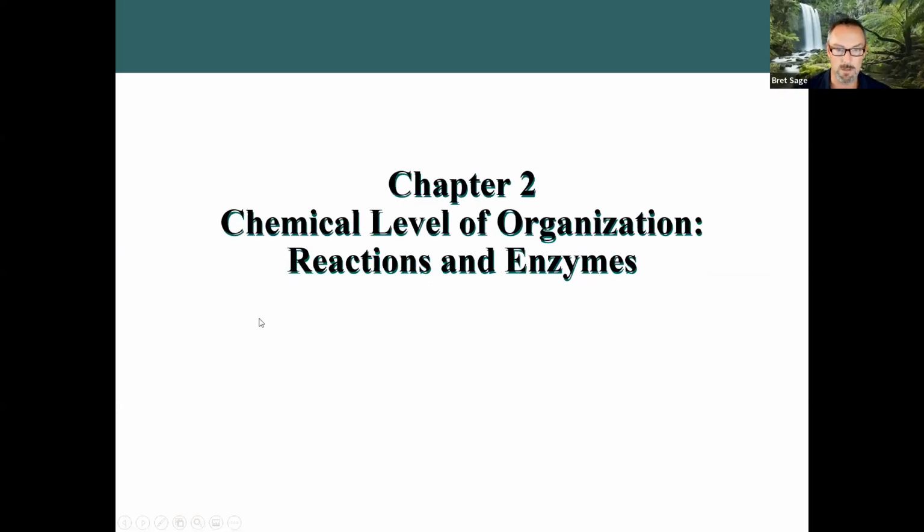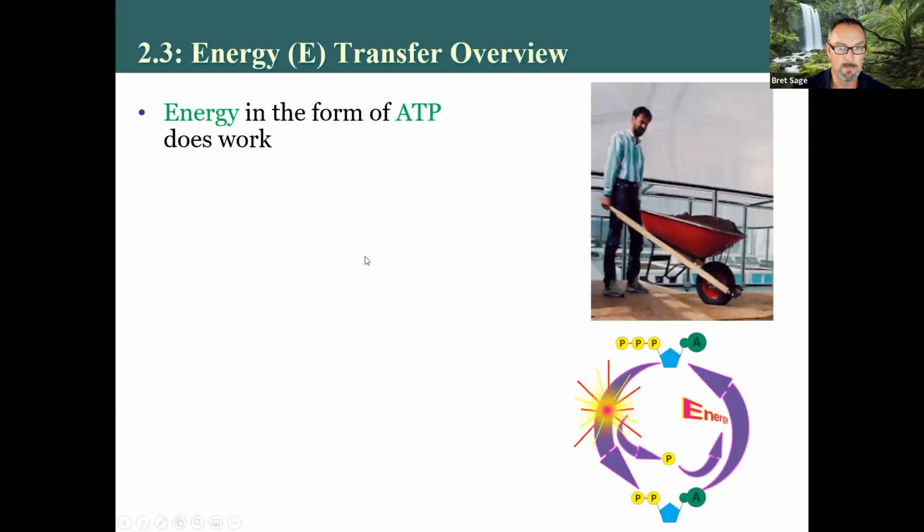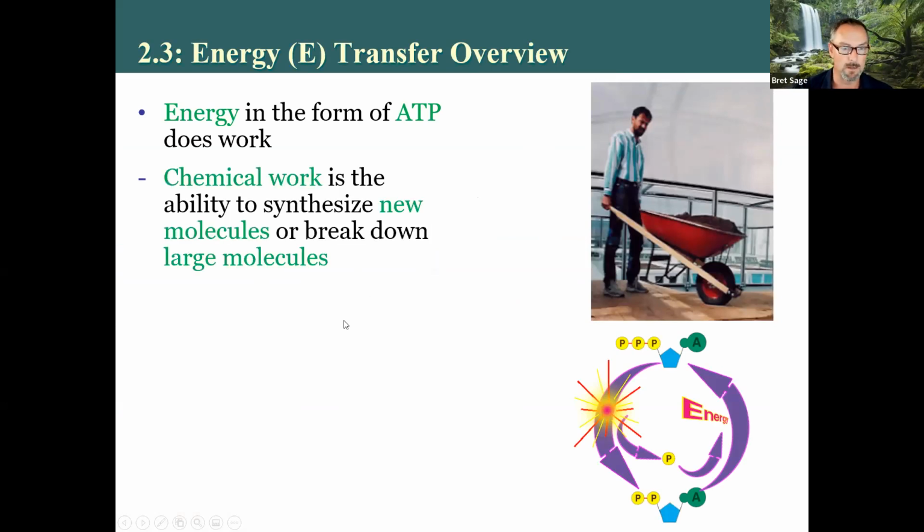Okay, this is chapter 2, chemical level of organization, reactions, and enzymes. Some of the main concepts that we talk about at the beginning are energy, enzymes, things like that. So energy in the form of ATP does all the work in our body. Chemical work is the ability to synthesize new molecules or break down large molecules. Notice that the words in green correspond to the blanks in your lecture notes. That is true for most, or at least more than half of the chapters, and then later on, I didn't continue doing that.